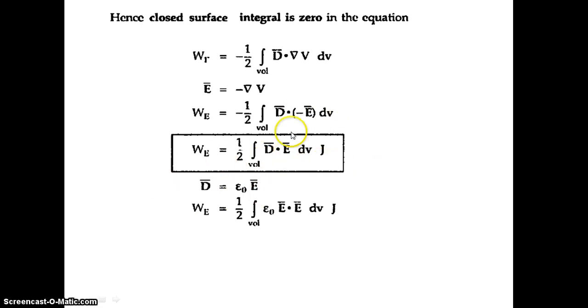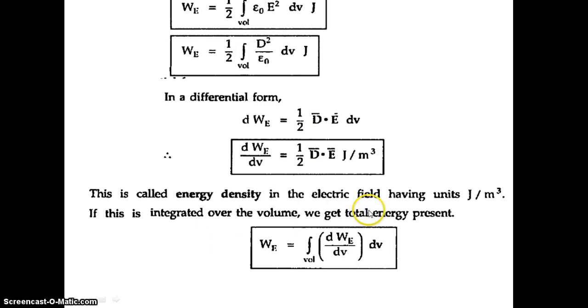If you substitute D equal to epsilon naught E, then WE equal to half volume integral epsilon naught E square dV joules, or half volume integral D square by epsilon naught dV joules. This is called the energy density in the electric field, and the unit is joules per cubic meter. So dWE by dV, if you remove the integral form and take differentiation, equals half D dot E joules per cubic meter.